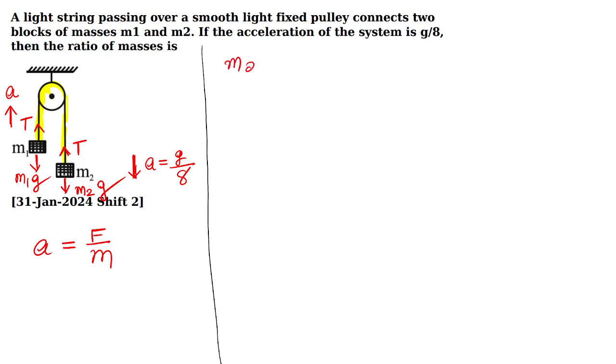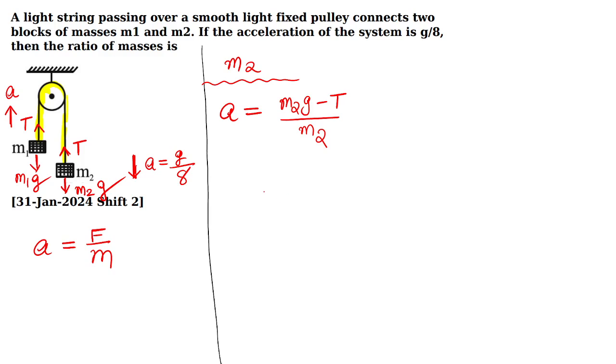Let us consider M2. The steps are identical, similar. What is the acceleration of M2? To find the acceleration of a body, we take the net force acting on the body divided by its mass. So what is the net force acting on M2? M2g is stronger. That is why M2 is falling down. The net force is M2g minus T. So a equals M2g minus T divided by M2. Net force divided by mass.